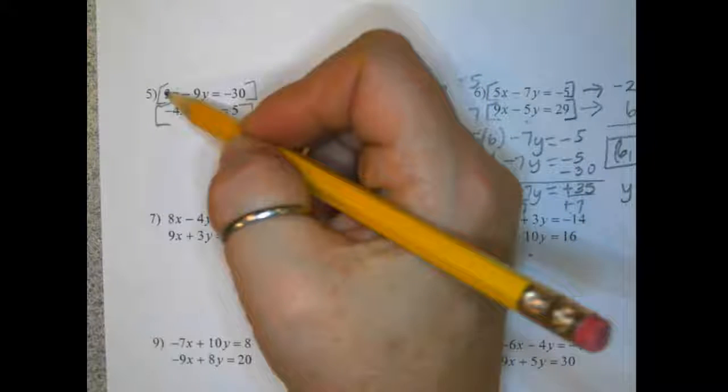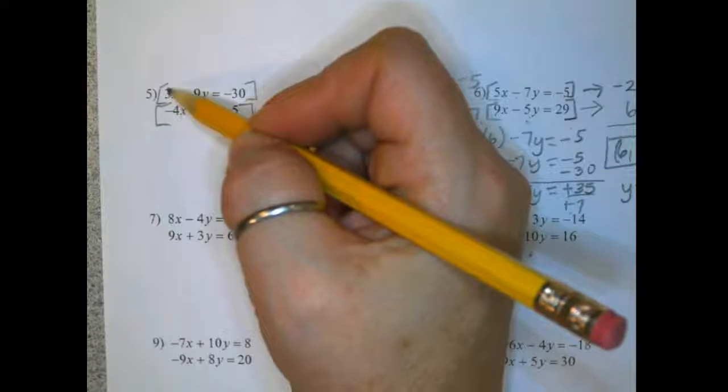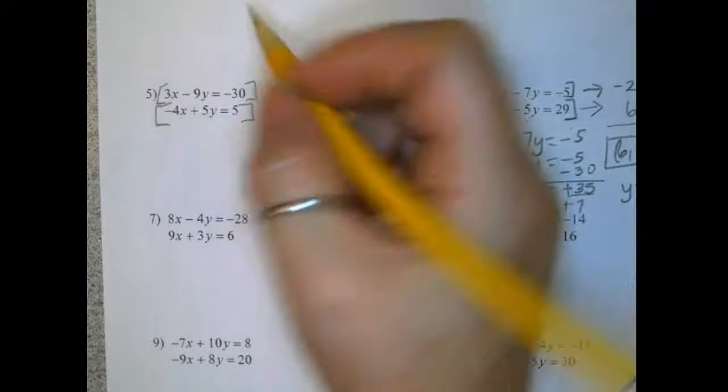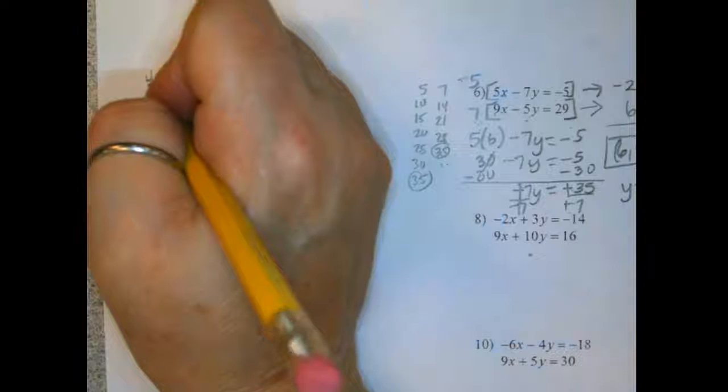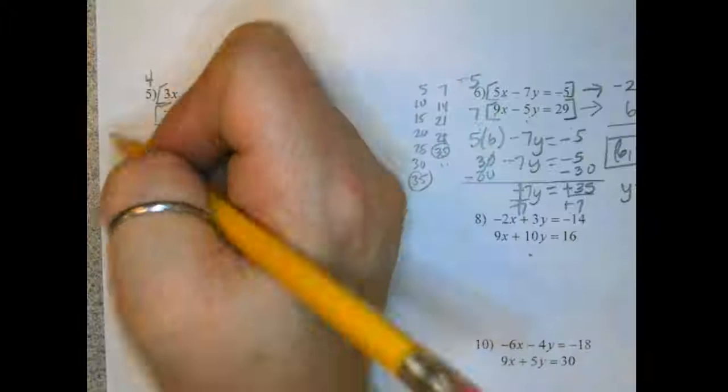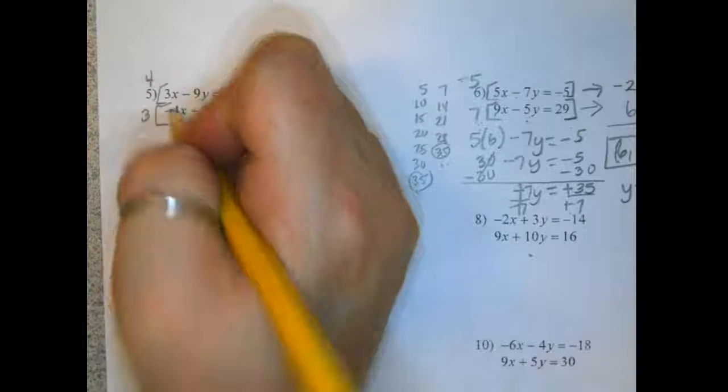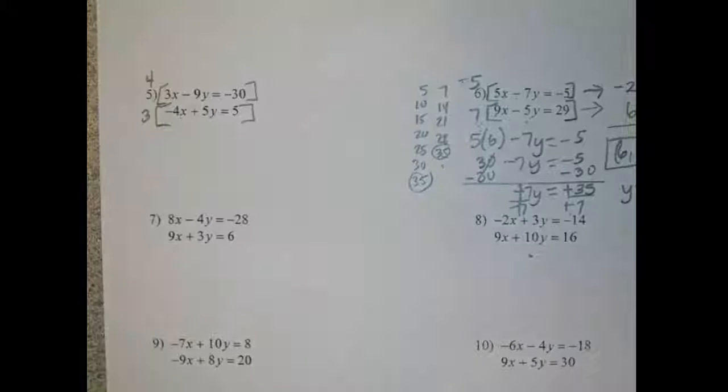I already have opposite signs, so I don't have to change my signs when I'm multiplying. So I can multiply 4 times 3, that'll give me 12, right? And if I multiply 3 times negative 4, that'll give me a negative 12. So this one I do have to multiply my top and my bottom. Okay?